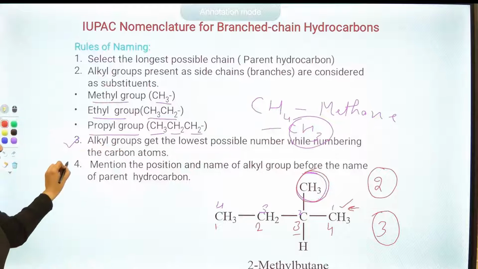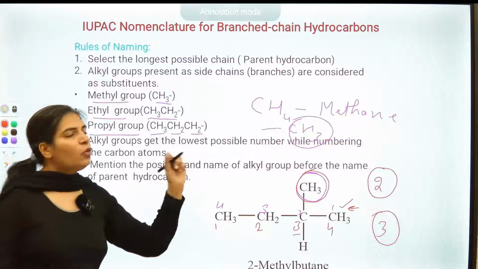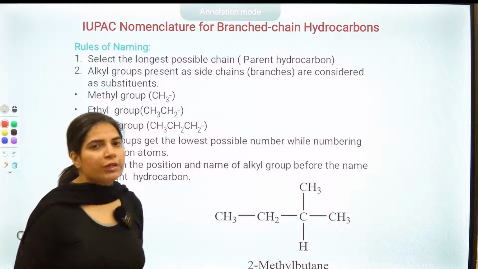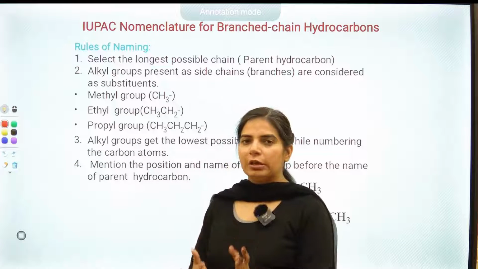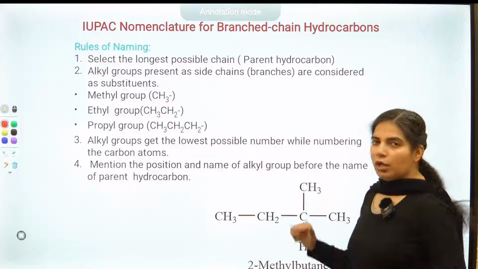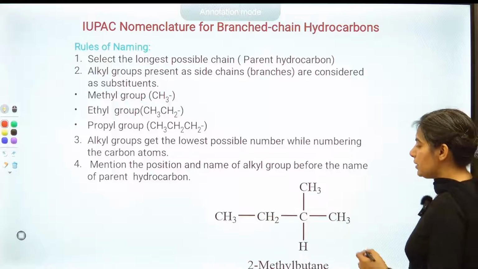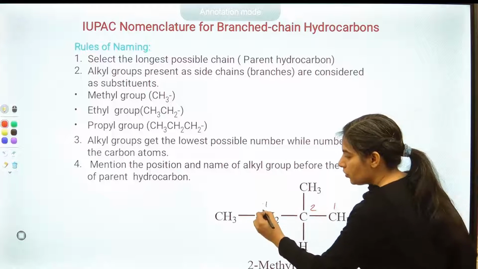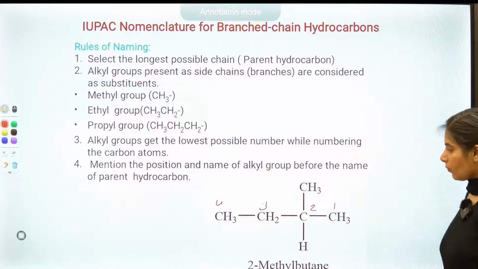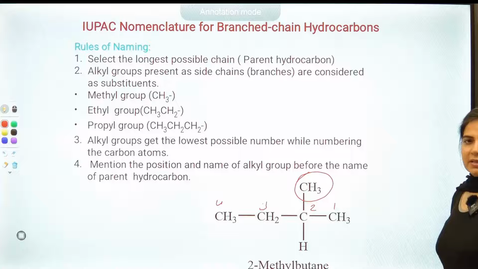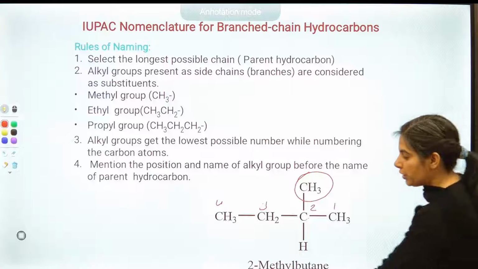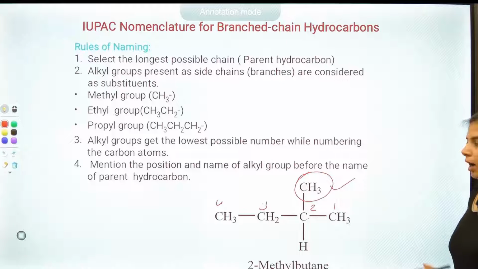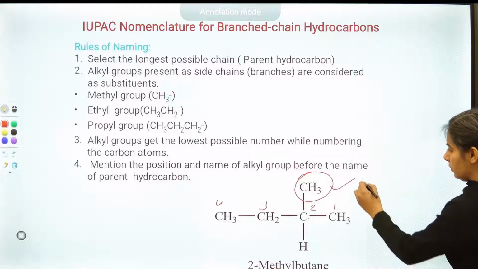The next rule is to mention the position and name of the alkyl group before the name of the parent hydrocarbon. Now what we need to do? Firstly, we have to mention the number of the alkyl group, where it is situated, and we just discussed we are starting our numbering from there. This is carbon number 1, this is 2, this is 3 and this is 4. And our methyl group is present at the second carbon. So we are starting our naming with 2. Now what is the name of our alkyl group? Our alkyl group is methyl.